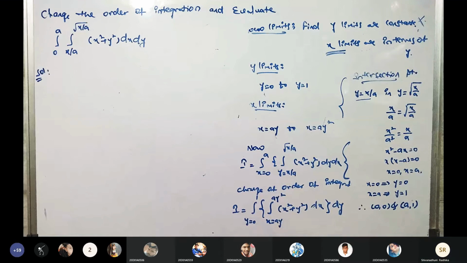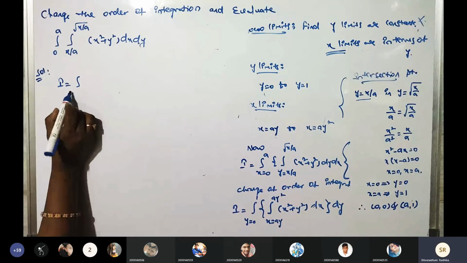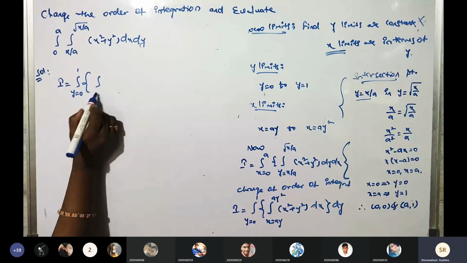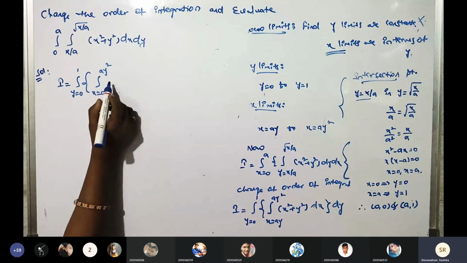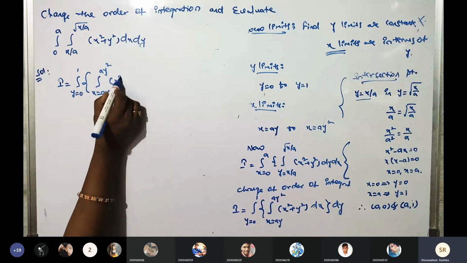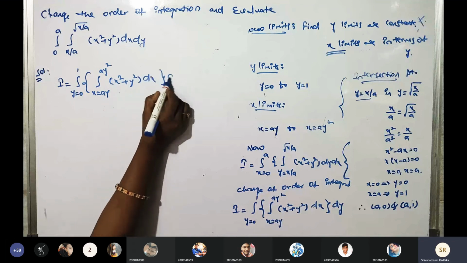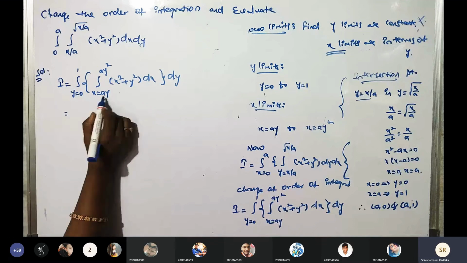Now I'm going to write again this integral: I equals integration y equals 0 to 1 and integration x equals y to square root of y of (x square plus y square) dx dy. Clear? Now we have to integrate term by term.